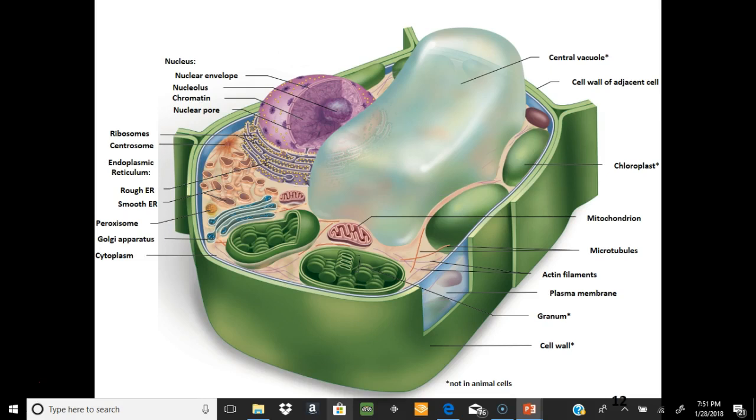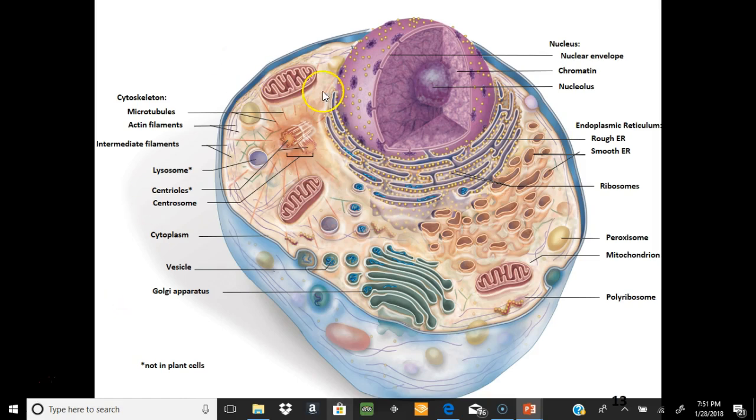This is a plant cell. You can see the cell wall out here. The plasma membrane is here. And then inside we have all the organelles as well as the nucleus with the DNA. Here's an animal cell. Animals do not have a cell wall, so here's the plasma membrane. Inside we have all the organelles and the nucleus.